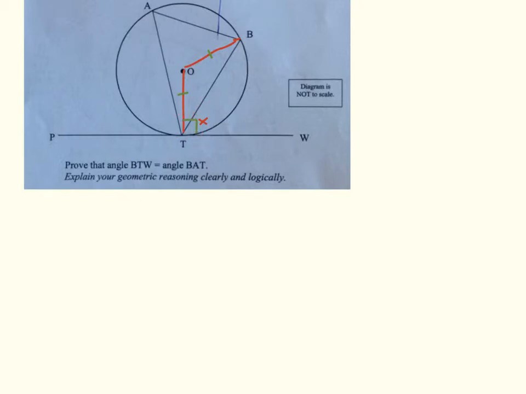I'm going to start by saying that I've let BTW, which is the starting angle, equal X. So I'm just telling us that I've labelled it X. The next thing I'm going to say is that OTW equals 90 degrees, just for the reason I've said, it's a tangent to the radius. So I write that this way, tangent to the radius.